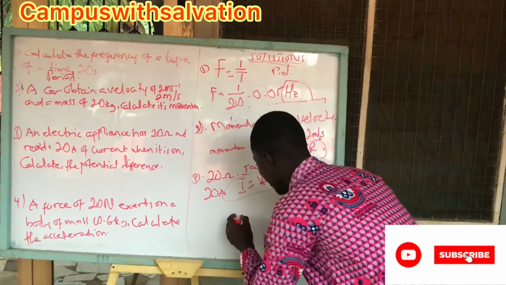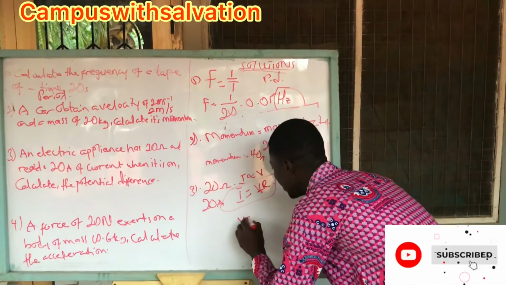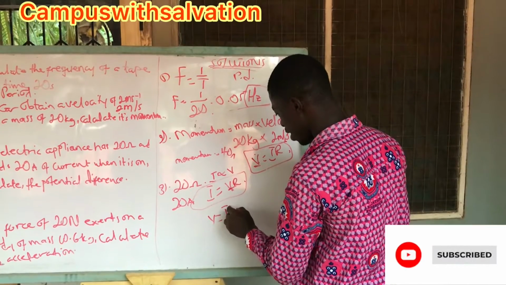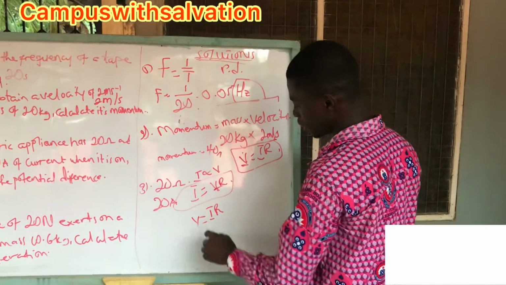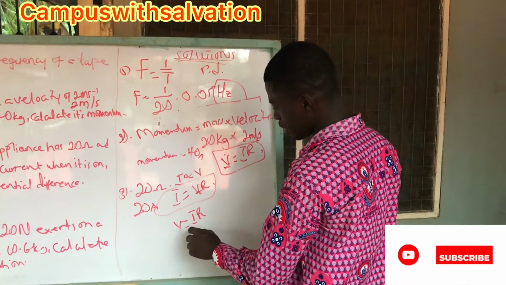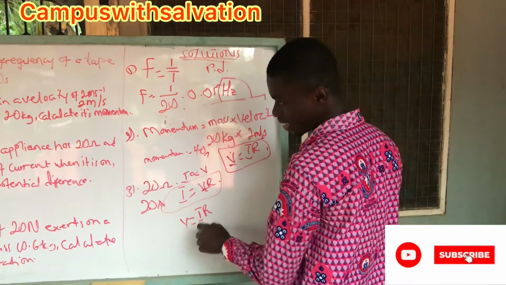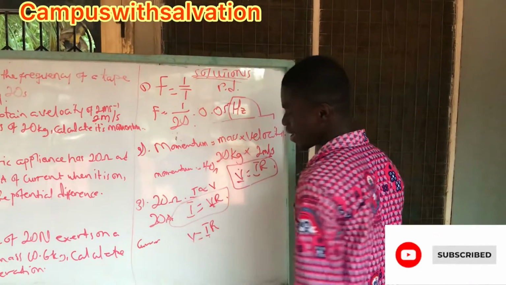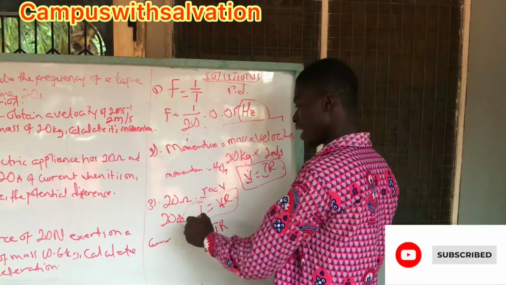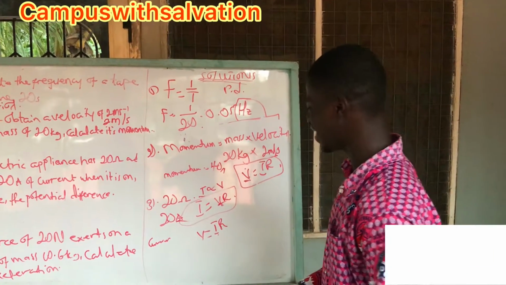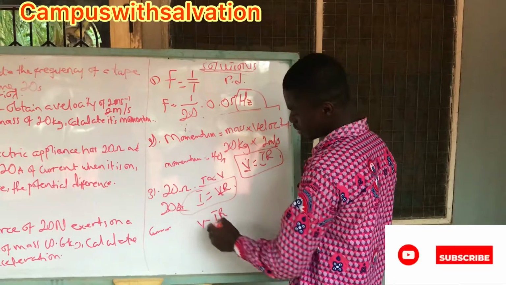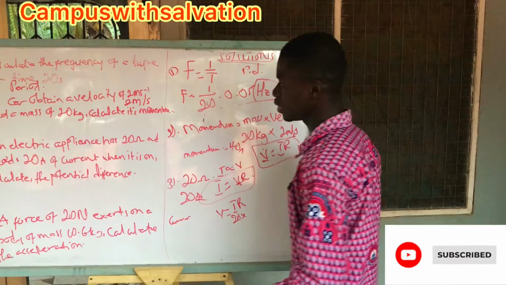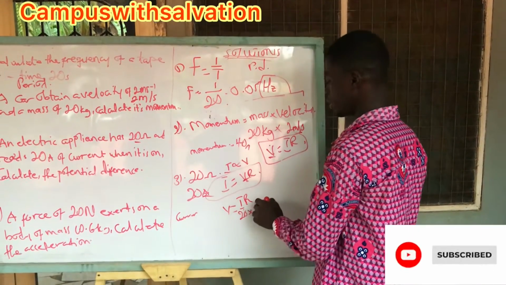So watch out. V is equal to I times R. I is the current. The symbol for current is capital I, but the SI unit for current is capital A, ampere. So watch out, it's very tricky. So current is 20 times resistance, that's ohms, which was given to us to be 20.